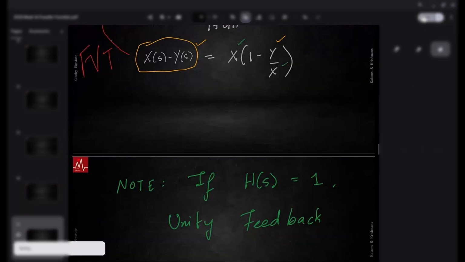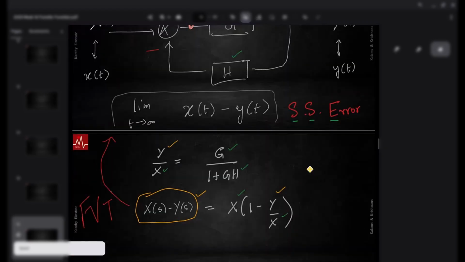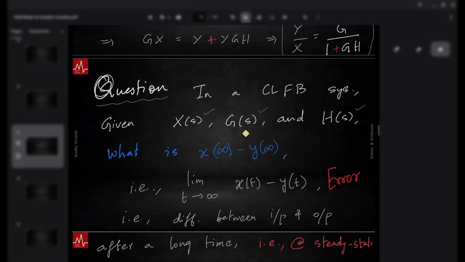Okay, with that, let's look at two examples and then we'll wind up. So we are done with the theory. This is what they ask in GATE. Closed loop feedback system given X of s, G of s, H of s. What is the steady state error? What I said: what is X of infinity minus Y of infinity? In other words, they ask you the steady state error. I'll show you two examples, two PYQs.